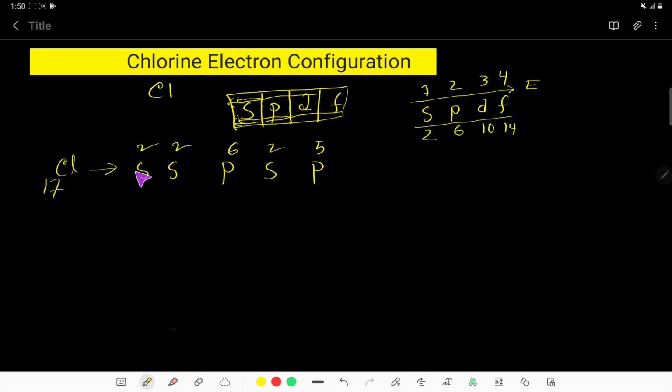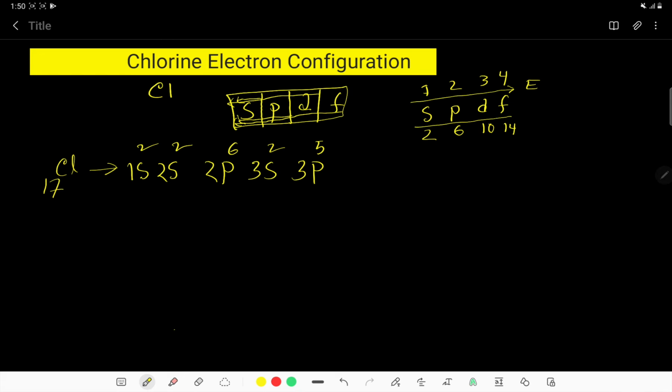Now we have to place numbers. So S starts from 1, then the second S must be 2, twice S, then 3S, and P starts from 2P, then 3P. There is no D and F. So this is the electron configuration of chlorine, right?